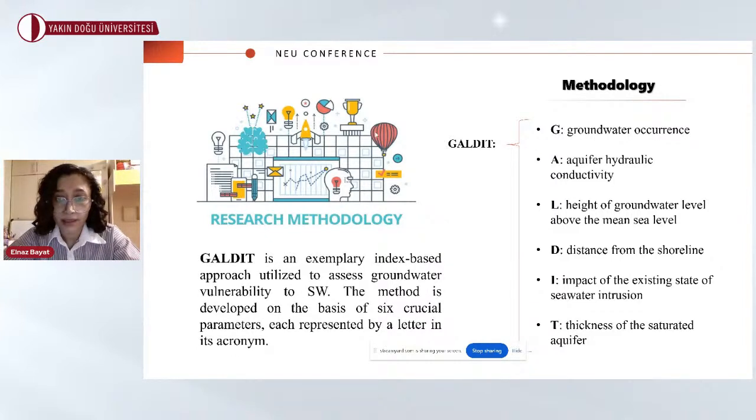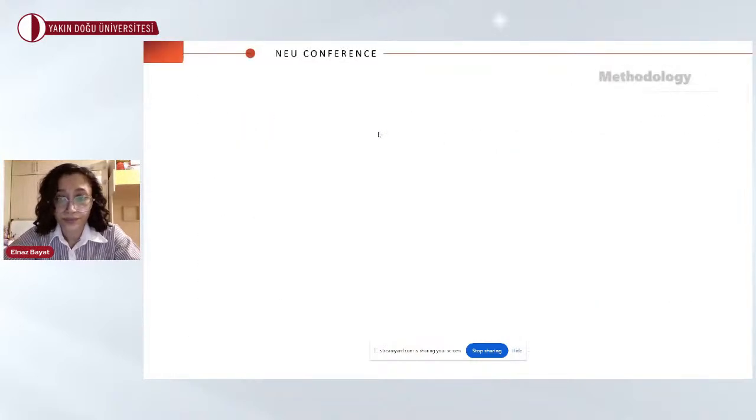GALDIT is an index-based method that uses 6 crucial parameters: G stands for groundwater occurrence, A stands for aquifer hydraulic conductivity, L stands for height of groundwater level above the mean sea level, D stands for distance from the shoreline, I stands for impact of existing status of seawater intrusion, and T stands for thickness of the aquifer.